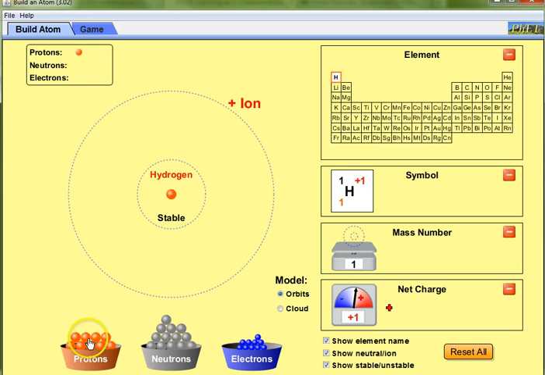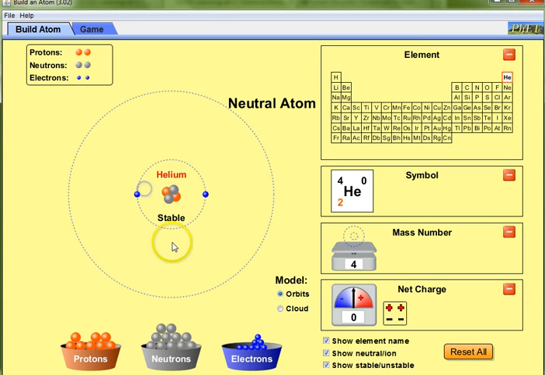Now add one more proton to it and set two neutrons. So this is a helium atom, correct? You add two electrons to it, two protons to it. So this is a neutral helium atom. There is no charge. All the charges are balanced here, correct? So this is a helium atom.